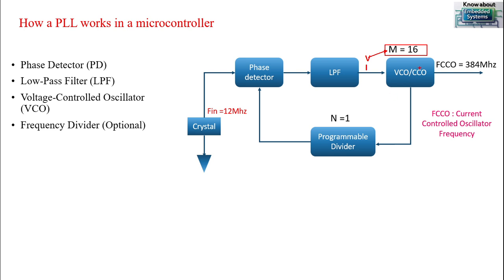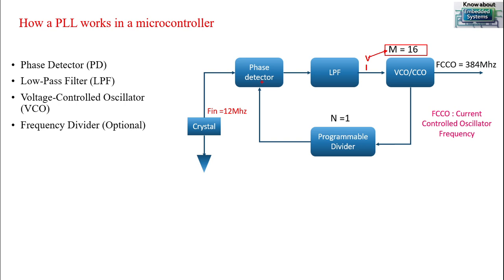Now the new frequency generated from the VCO or CCO will be supplied to a dividing circuit with some dividing factor, so that we reduce the frequency, and it will be given to the phase detector again. So here we are getting the newly generated frequency signal, and here we are getting the input signal. Again a new cycle will start, and both the input signal and the feedback signal will be considered.